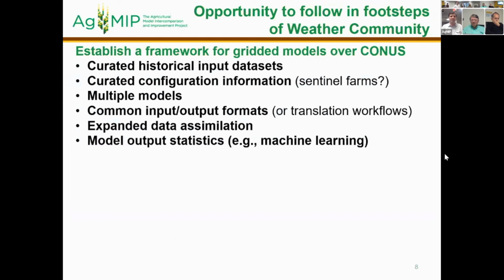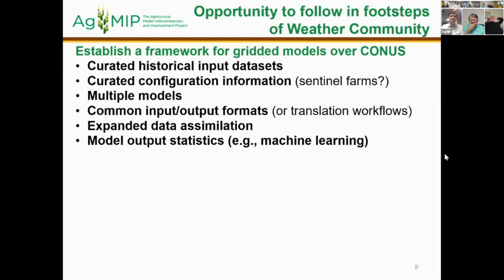So that would help us, for example, if there were sets of curated historical input data sets designed for agricultural applications. Likewise, curated configuration information. Maybe we can't get proprietary information, but we can ask for summary statistics or summary information for some kind of representative or sentinel set of farms to represent a given area or system. We could do this with multiple models, multiple crop models, for example.